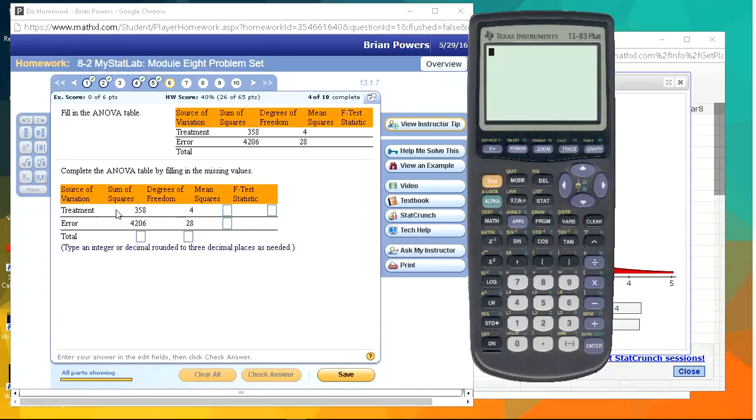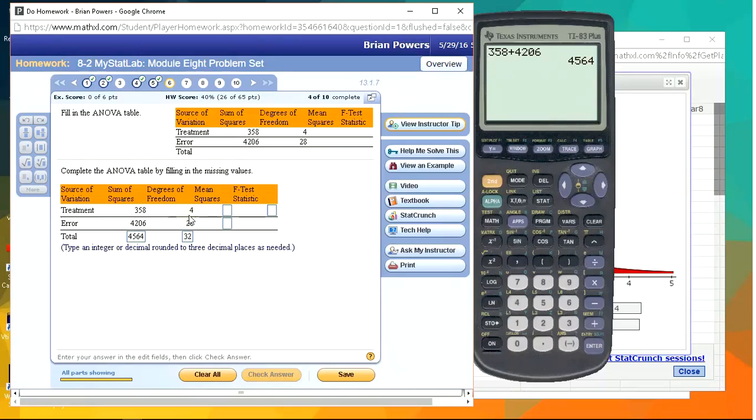So anyhow, we first want to look at the total row, the total sum of squares between treatment and error. It's simply going to be the total of those two numbers. So I'm just going to add 358 plus 4206. Okay, so 4564. And the degrees of freedom, add those up, 4 and 28. I actually do that in my head. 32.